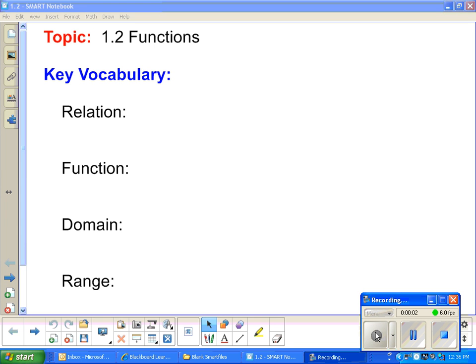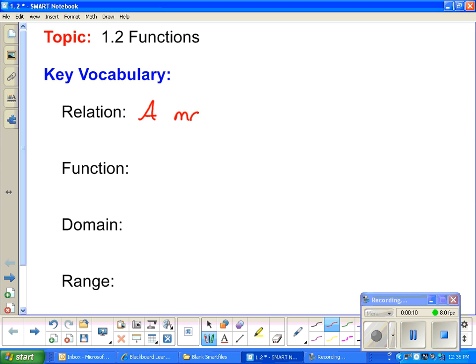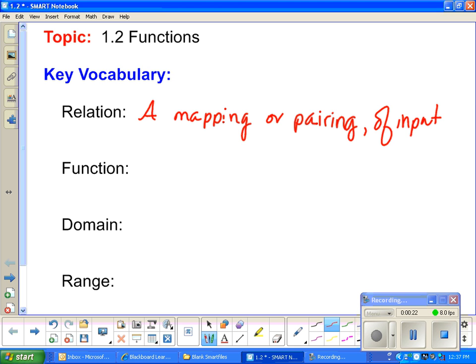Topic for today is 1.2 functions. Key vocabulary, relation. A relation is a mapping or pairing of input values with output values.